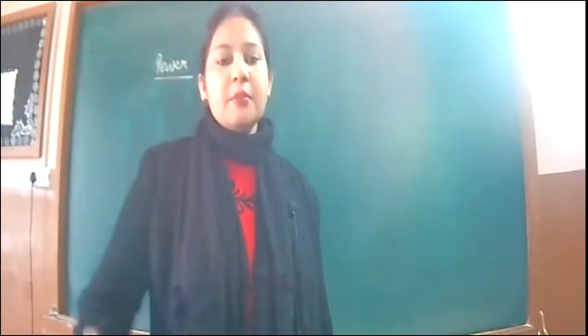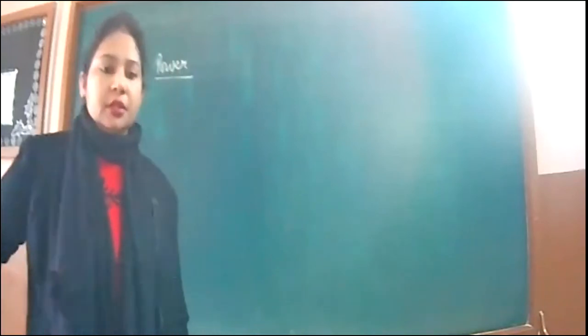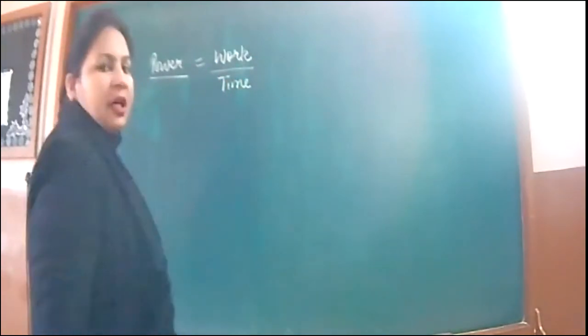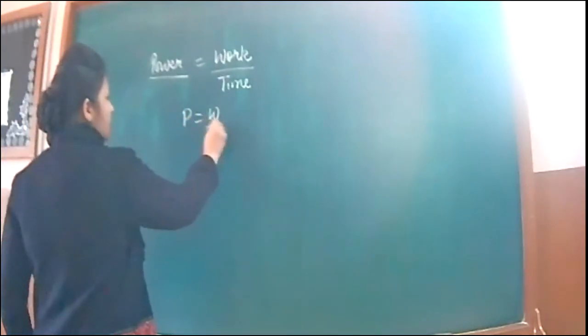So, what is power? Rate of doing work. Rate means we are considering time. So write the definition of power: it is the rate of doing work. Rate of doing work, that is called power. So what is the formula of power? It is work divided by time. Rate means divided by time. So the formula of power is work upon time, or we can write P is equal to W by T.